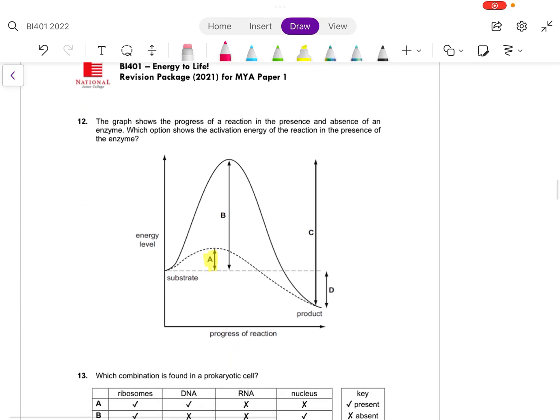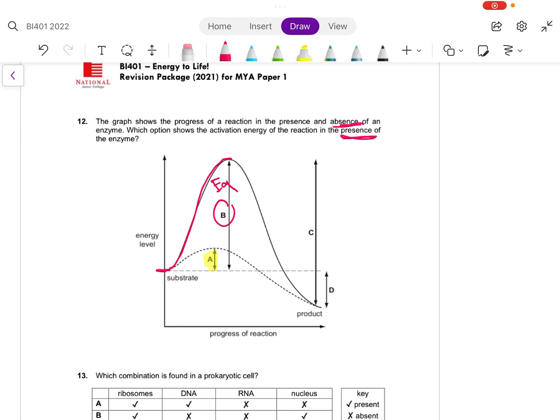Let's go to 12, another enzyme question. The graph shows the progress of a reaction in the presence and absence of an enzyme. Which shows the activation energy in the presence of the enzyme? First, you have to identify which is the activation energy, right? The activation energy is actually B of the original reaction without enzyme present, because I see that this is the energy that the reactant started off with, and this is the amount of energy that needs to be overcome before the reaction can proceed. That is the activation energy.